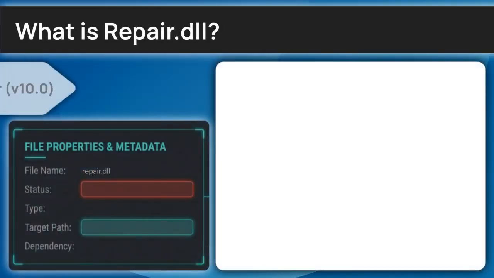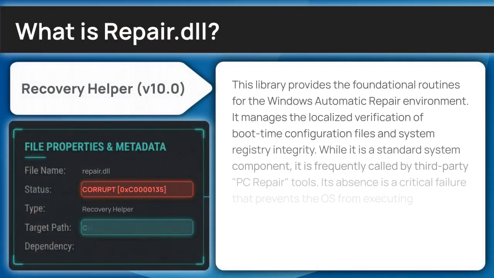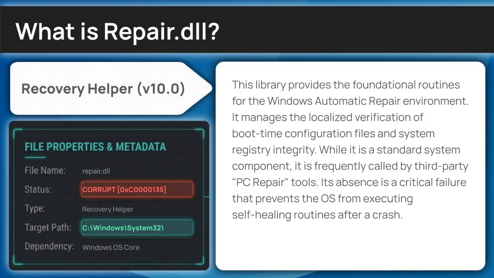This is the Repair Library. This library provides the foundational routines for the Windows automatic repair environment. It manages the localized verification of boot time configuration files and system registry integrity. While it is a standard system component, it is frequently called by third-party PC repair tools. Its absence is a critical failure that prevents the OS from executing self-healing routines after a crash.